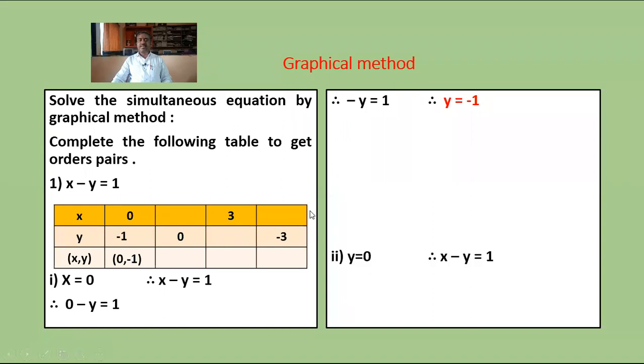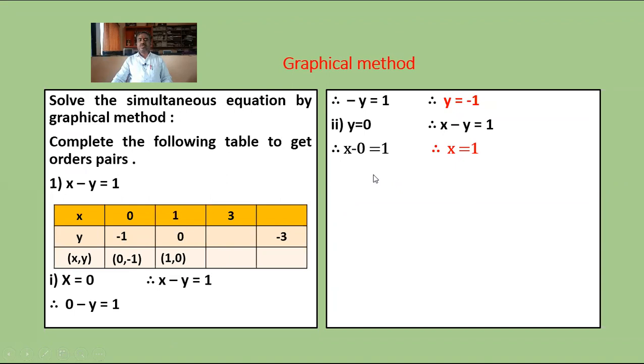For the second coordinate point, y is equal to 0, find the value of x. Given equation is x minus y is equal to 1. x minus 0 is equal to 1. Therefore, x is equal to 1, and the coordinate is (1, 0).